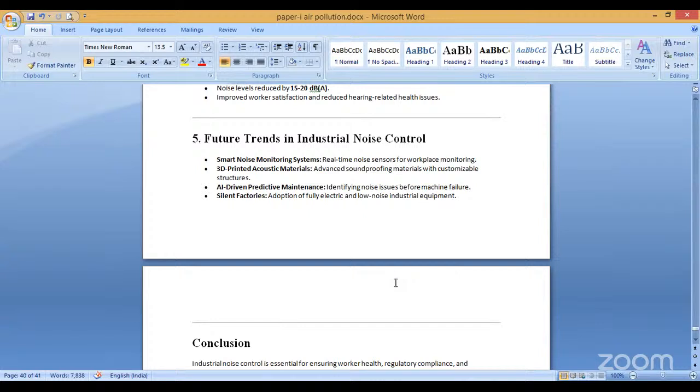Future trends in industrial noise control: smart noise monitoring systems, with real-time noise sensors for workspace monitoring; 3D printed materials, advanced soundproofing materials with customizable structures; AI driven predictive maintenance to identify noise issues before machine failure; and adoption of fully electric, low noise industrial equipment.